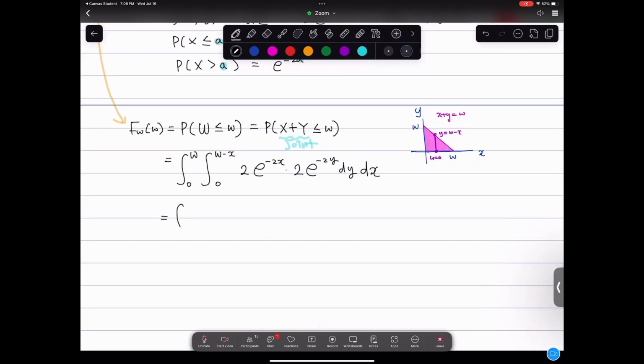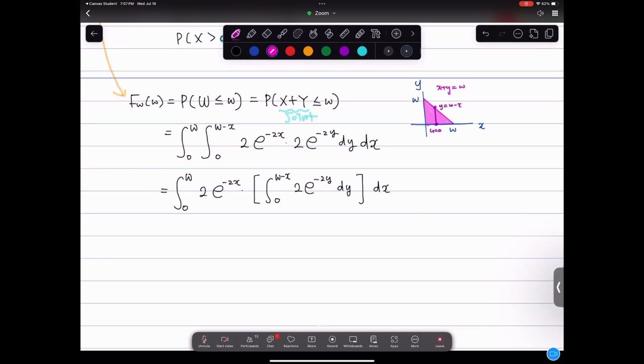So let's go to the outside. Got this outer integral. I have to look at the y's alone, so I'm keeping these y terms together. And 2 e to the negative 2x, let's keep it outside. So let's do the integral from 0 to w minus x of 2 e to the negative 2y dy, dx. Now let me use this. This is exponential.